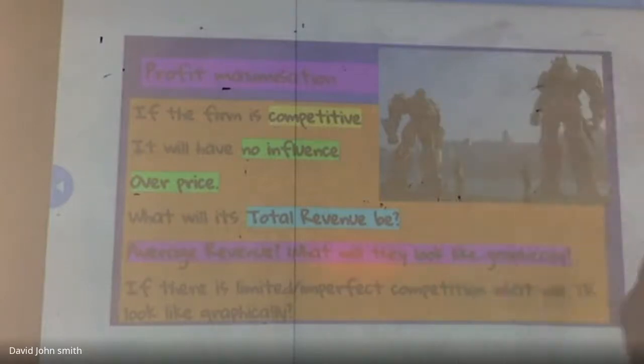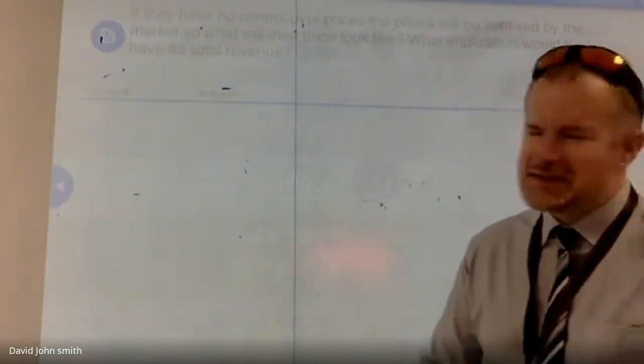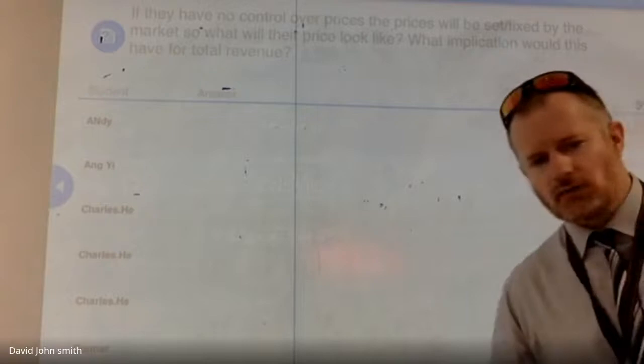Okay. Let's move on. If a business has no control over its prices, the prices will then be set or fixed by the market. So what do their prices look like? Hint, we've already drawn it. What implication would this have for total revenue? Go. Have a think. Have a write. See what you come up with.